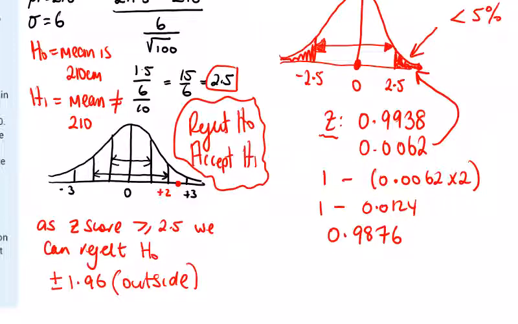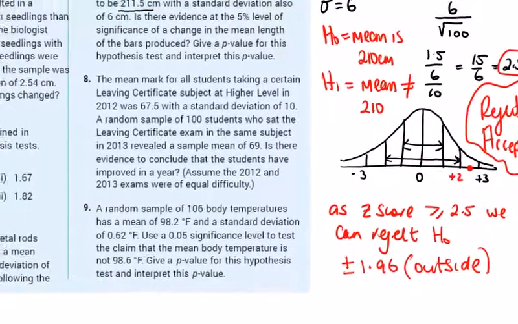So how do we interpret this? We could write down 0.9876 is greater than 0.95. We have evidence to suggest that the mean has changed, so we reject H0. So that's all you need. You can say your own version of that, but not much else is required.